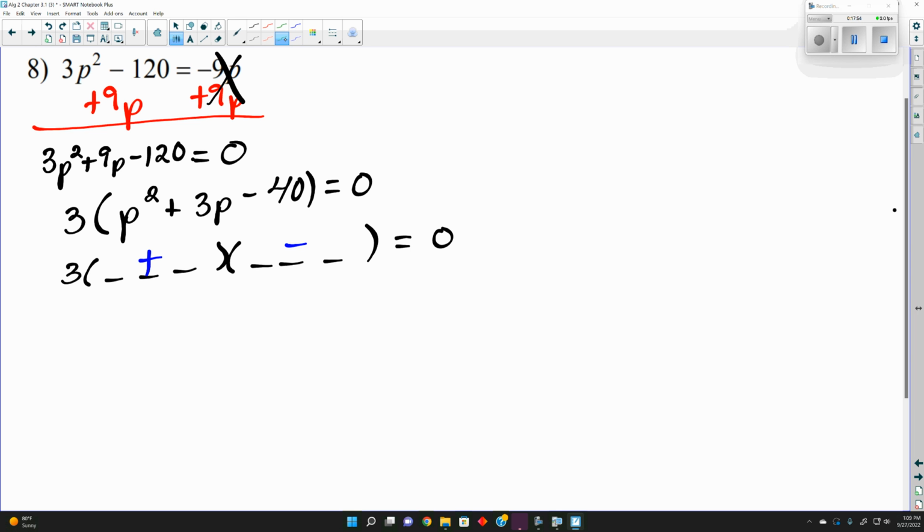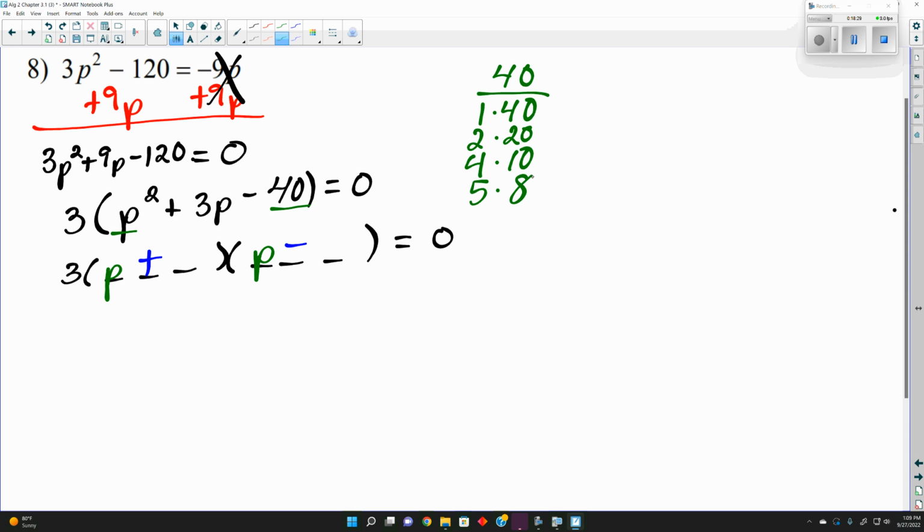Now we need to find the factors of the first and third term. Well, the factors of p squared are p and p. Now we need to look at the factors of 40: 1 and 40, 2 and 20, 4 and 10, 5 and 8. Does 3 work? No. Does 6 work? No, 6 is only divisible with both 2 and 3. And really, the only next one that works is 8, but we already have it.